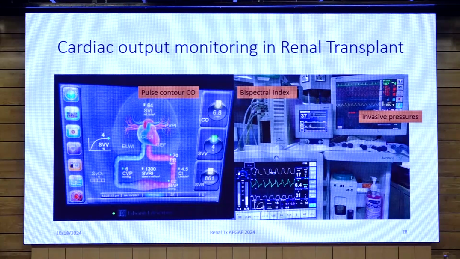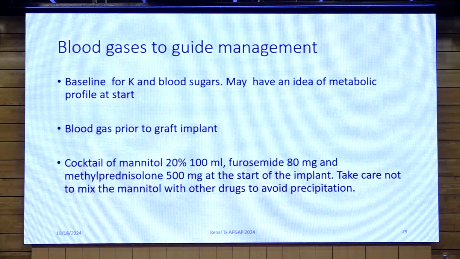So this is just a picture to tell you what one could have. This again is not from a renal transplant. You can see the pulse contour, bispectral index, this is a monitor, and the right side is a screen. Now there are two arterial lines, it was used for a liver, and this is not a renal recipient.